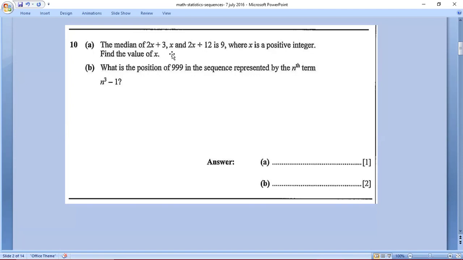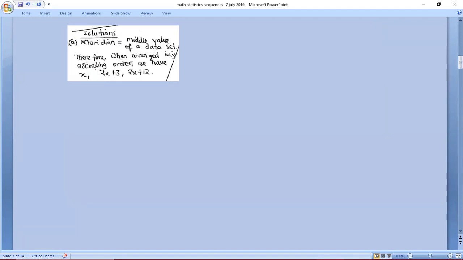So for these three numbers, what will be important is to arrange them in order. Sorry, here I wrote meridian, but actually it's supposed to be median, not meridian. Meridian is your longitude reference, which is the prime meridian. This was just a mistake.